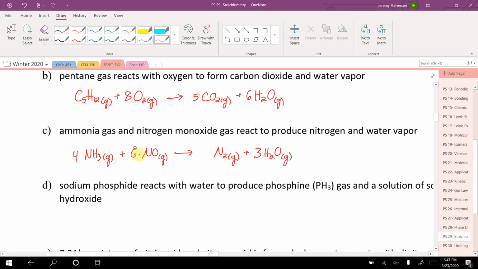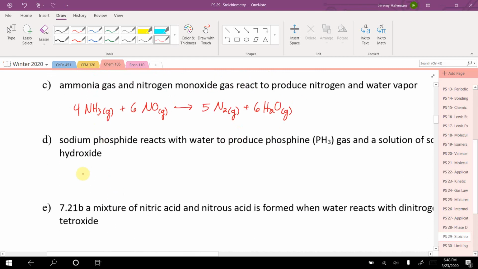4, 6, 6. Now I need 10 nitrogens. That's 5 N2s. That's what most people choose to do, to use whole numbers. Even though fractions is not wrong by any means.